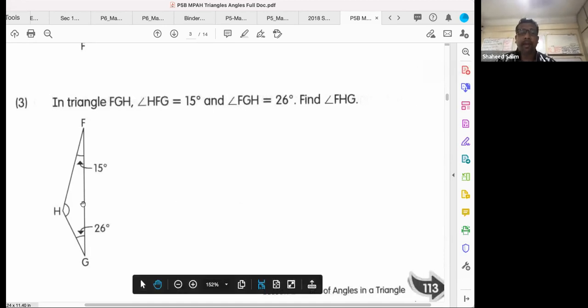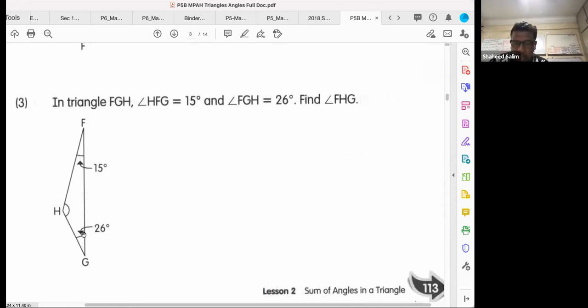Naomi, come on. Take 180 minus these two, because these three will add up to 180. 180 minus 15, then minus 26. What do you get? Using a calculator, Naomi, press 180 minus 15 minus 26. What do you get? Naomi can get 139.